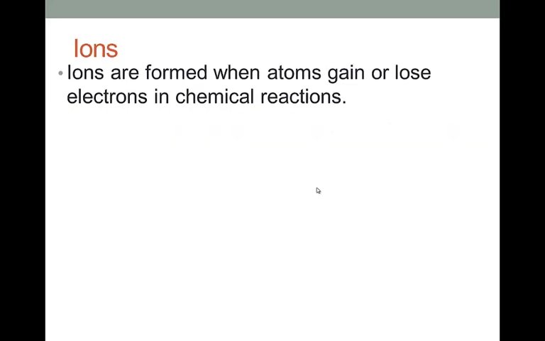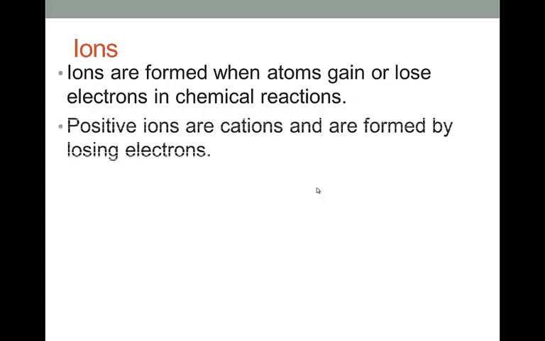Ions are formed when atoms gain or lose electrons in chemical reactions. Positive ions are cations, and they're formed by the element losing an electron. Most often these cations are going to be metals, because metals are large and they don't have a strong attraction for their own electrons, so therefore the electrons can be pulled away very easily.